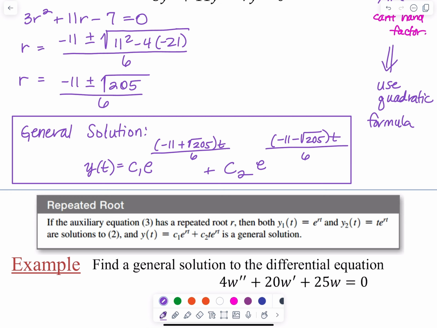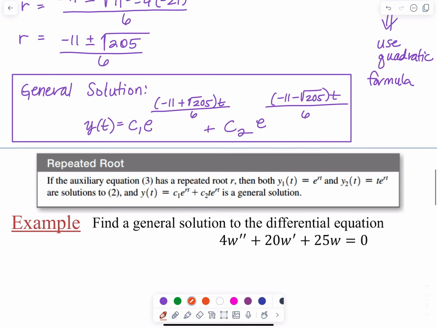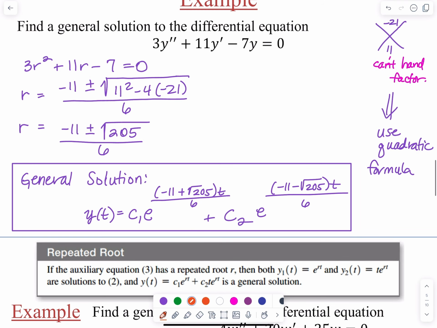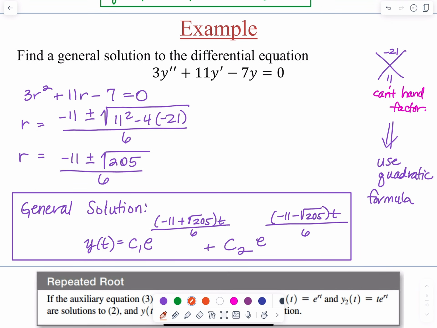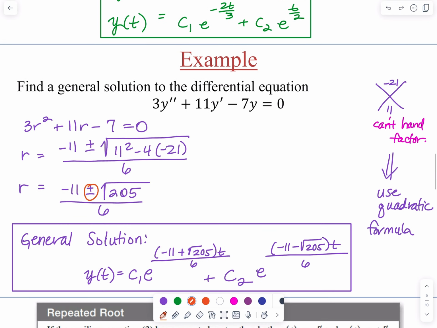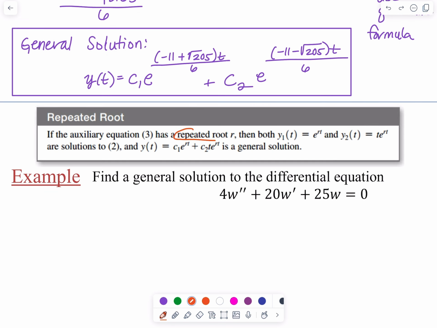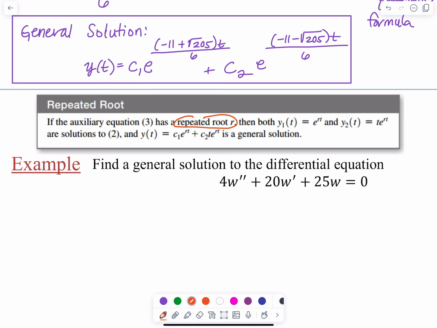Okay. So what happens if we don't have two distinct roots? Here we have two roots, plus or minus. Here we have two distinct roots, negative 2/3 and 1/2. But what happens if we have the case where we have what we call a repeated root? So we factor our auxiliary equation and we have repeated roots. Then this will be our general solution.